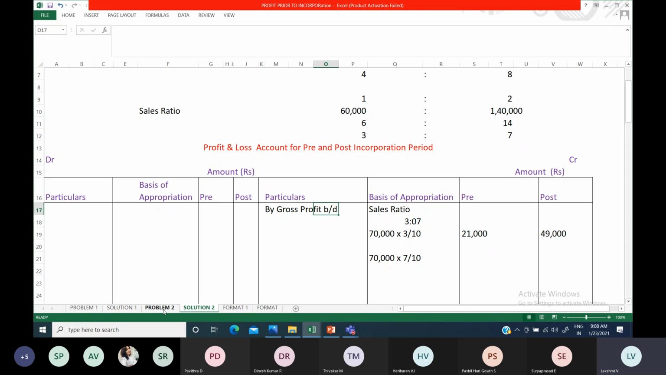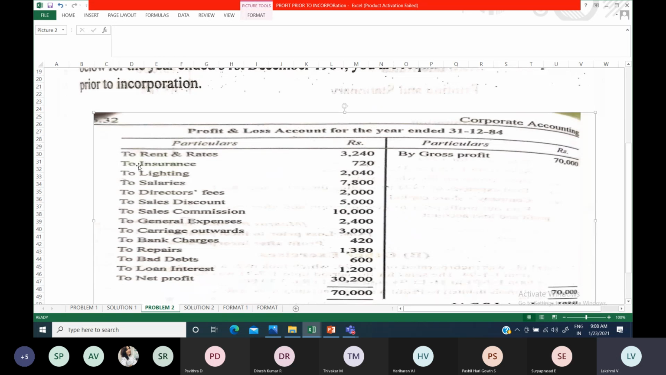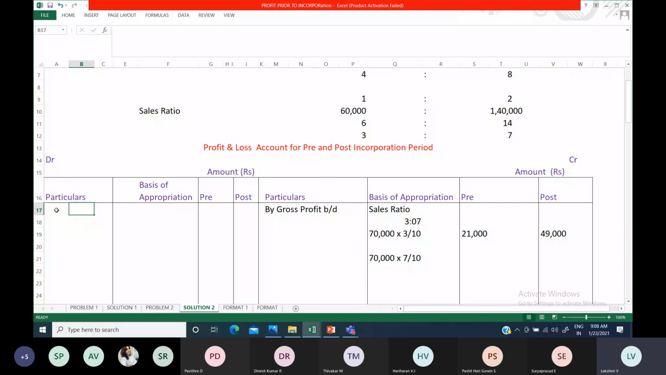Okay. Now moving on to the other items. So to rent and rates, all the expenses will come on the debit side. As usual, how you prepare your profit and loss account, the same thing you are going to do here. But only one thing here, you are going to have a pre-column and post-column. And you are going to calculate time ratio, sales ratio, all those things.